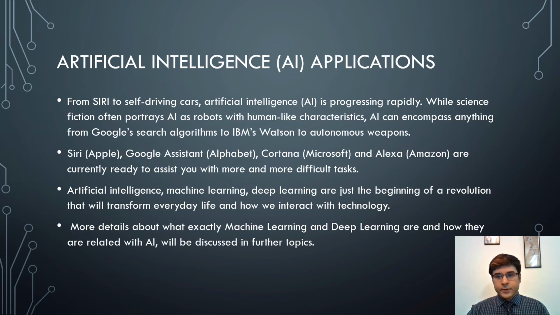In this slide, we shall discuss some applications of AI. From Siri to self-driving cars, AI is progressing rapidly. While science fiction often portrays AI as robots with human-like characteristics, AI can encompass anything from Google search algorithms to IBM's Watson to autonomous weapons. So the first point is an example of a few areas where AI use is increasing.